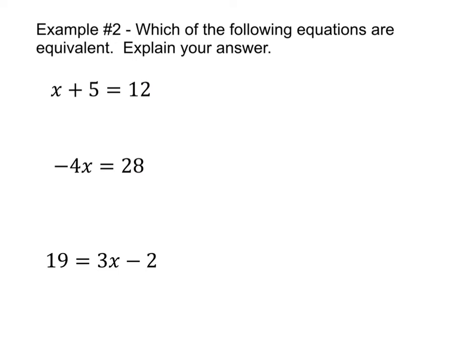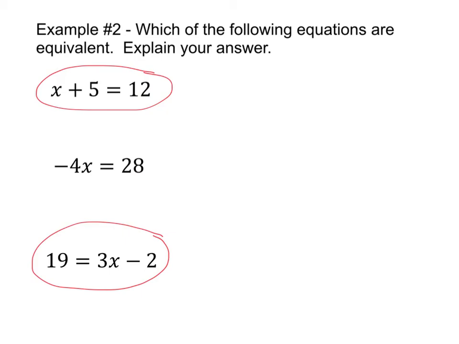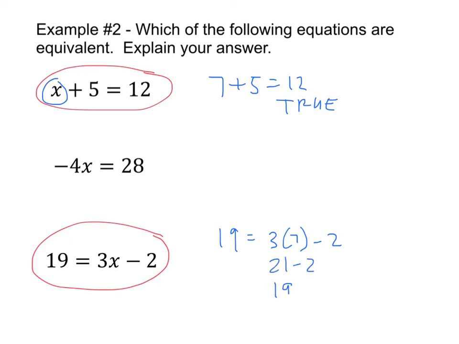Welcome back. You should have figured out that this equation and this equation are equivalent. Why are they equivalent? Because they both have the solution of 7. 7 is the number that makes those equations true. If you look at the first one, 7 plus 5 is 12. That's true. So this equation would be true if this x value were 7. And that's the same thing for the third one. If we replace x with 7 there, this would be 21 minus 2, which is 19.